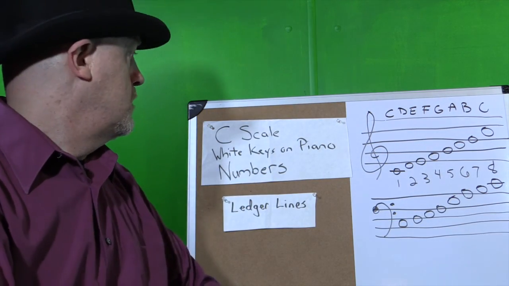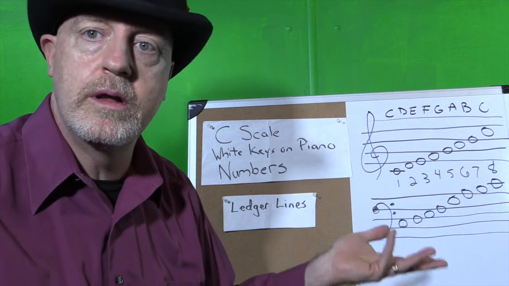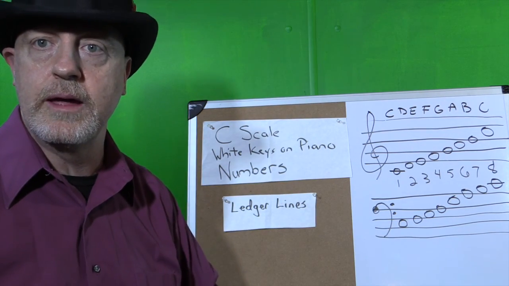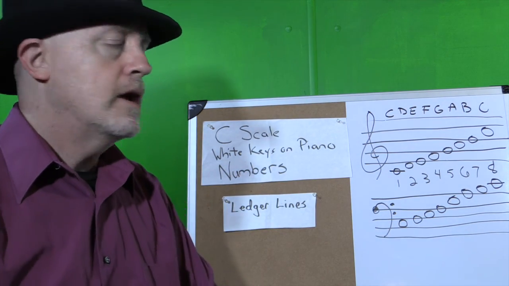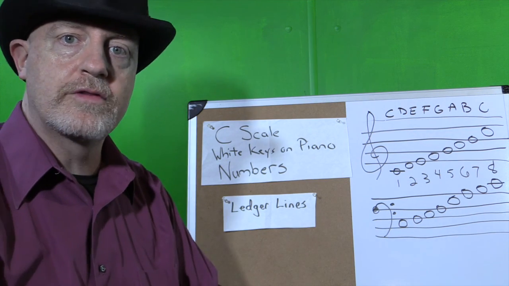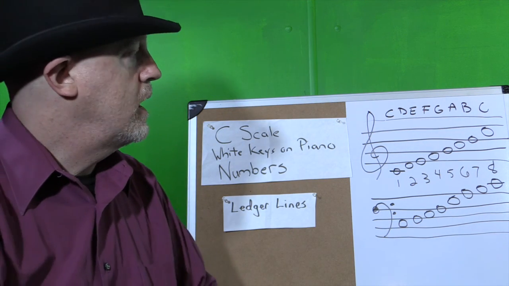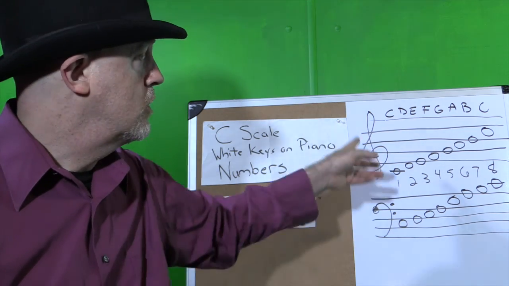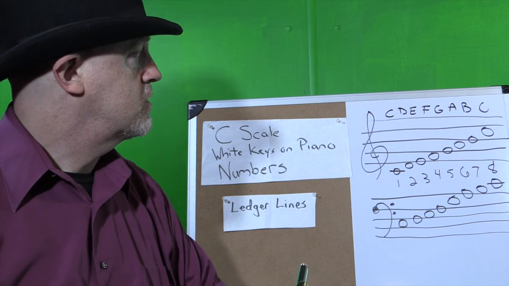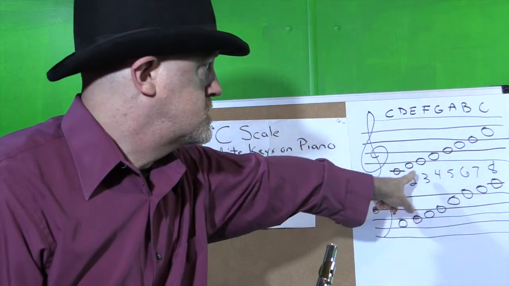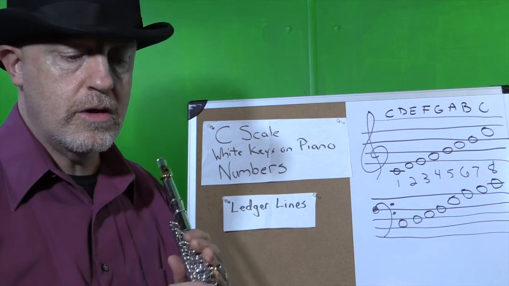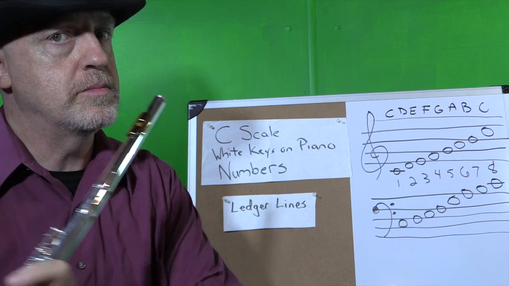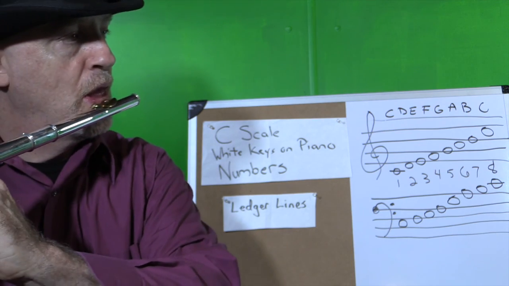Now, scales are what make up most of the music we play. And so it's very important that we learn how scales work. One way that we like to think about scales is the note names. So we can go right up the scale and just know them by the note names. Now I'm going to go ahead and play it on the flute so you can hear it. It'll sound really familiar.